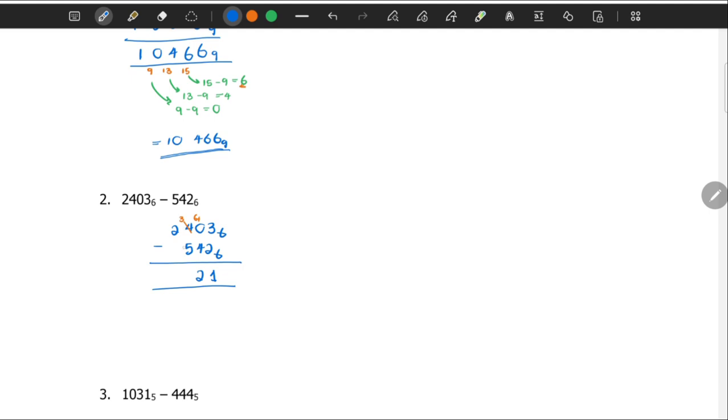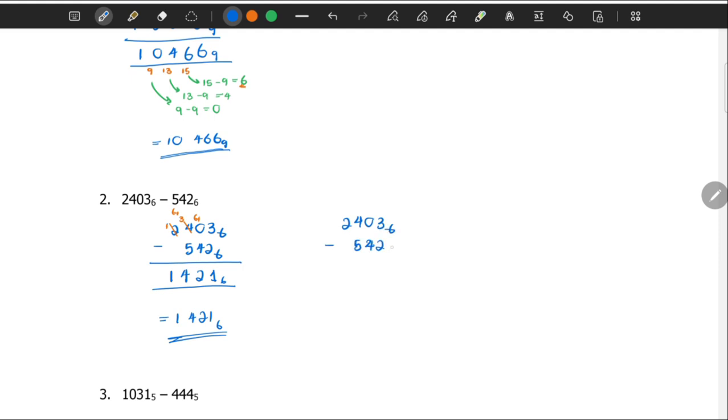And now that we borrowed, 3 minus 5 is also incomplete. So now you borrow from 2, such that 2 becomes 1, and then you say plus 6. So now I have 6 plus 3, that's 9, minus 5, that's going to be 4. And then 1 minus 0, that's 1. And that means that it's going to be 1421 to base 6.